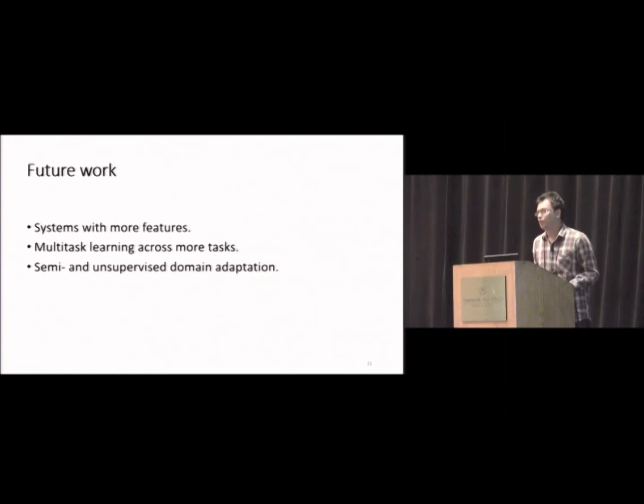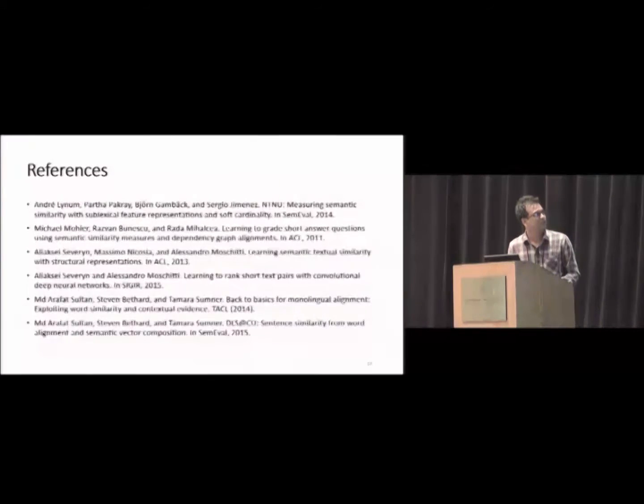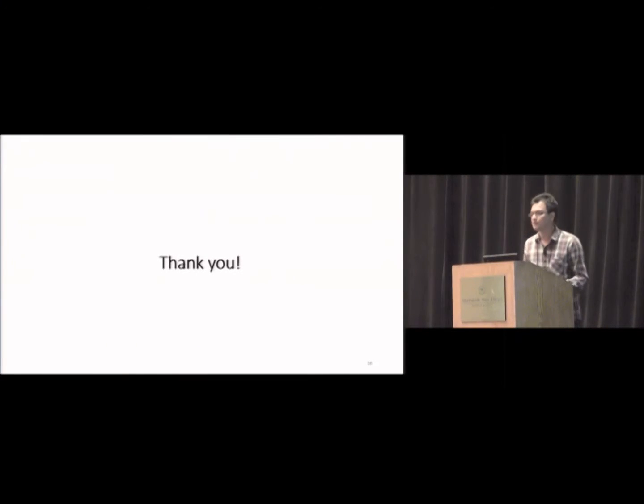And also our model was supervised, so it assumes in-domain annotations for the target domain. So we could also try semi-supervised and unsupervised adaptation models where no such assumptions are made. Okay, these are some references, and that's that. Thank you.